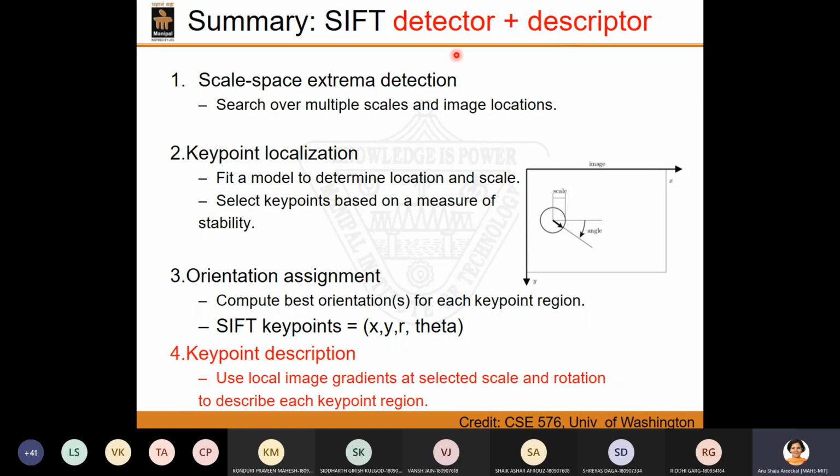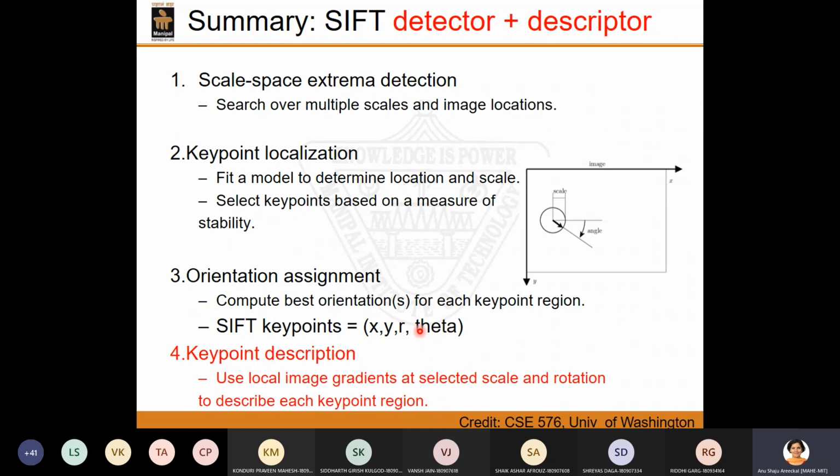Now the detector simply detects the key point in a particular image, and the descriptor describes the particular region in which the key point is present. If we see over here x, y, sigma, and theta, it does not tell anything about what the neighborhood is like.